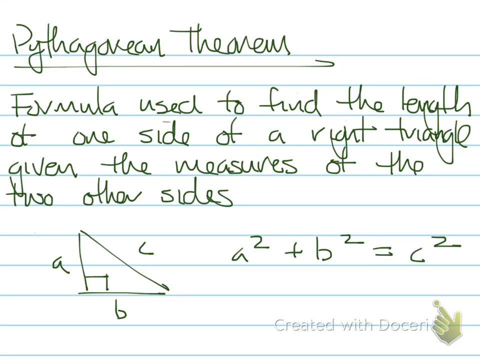This lesson is on the Pythagorean Theorem. The Pythagorean Theorem is an equation or formula that's used to find the length of one side of a right triangle given the measure of the other two sides of a right triangle.